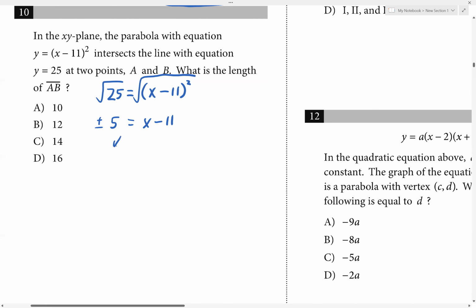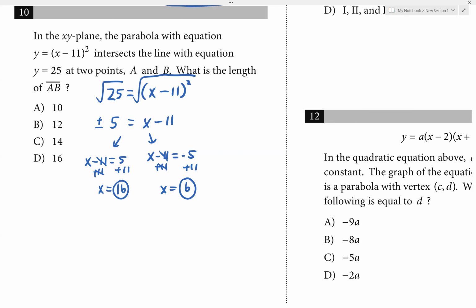Then we can split this up. We can say x minus 11 equals positive 5, and x minus 11 equals negative 5. To solve for x in each one, add 11. x equals 5 plus 11, which is 16. And for the other one, add 11: x equals negative 5 plus 11, which is 6. So those will be the two x values where they intersect.